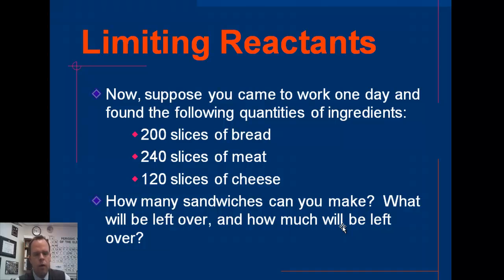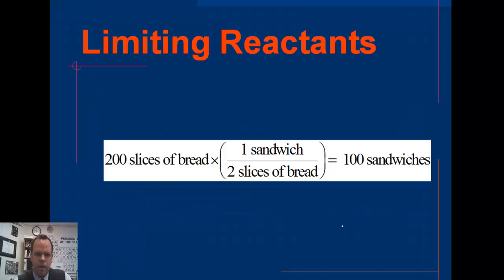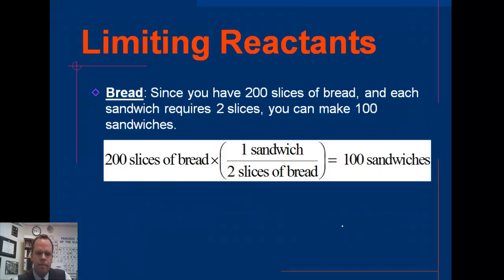And we want to figure out what we're going to run out of, because once we're out of it, we can't keep making any more sandwiches. So it's going to be determining how much of the product can be produced. It will be known as our limiting reactant. So we can start with the bread. You have 200 slices of bread. We require 2 slices for every 1 sandwich. So from the bread, we can make 100 sandwiches.